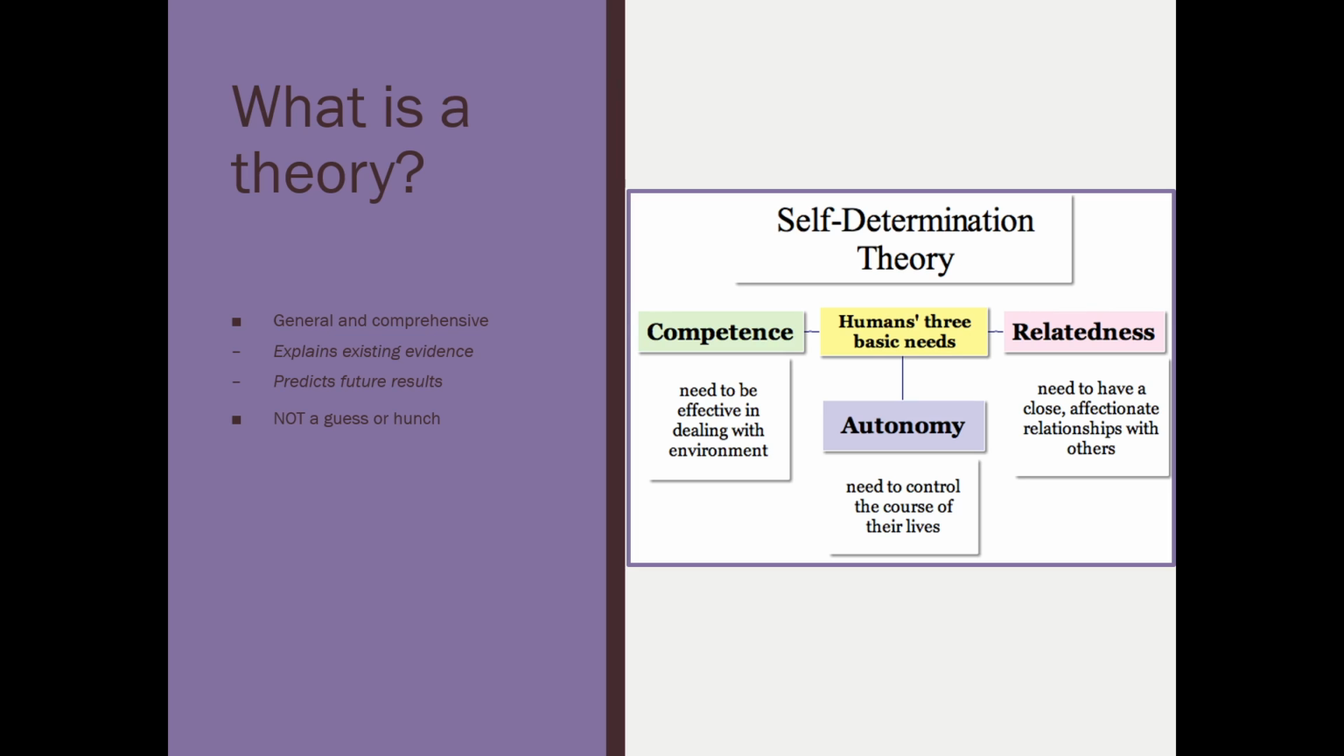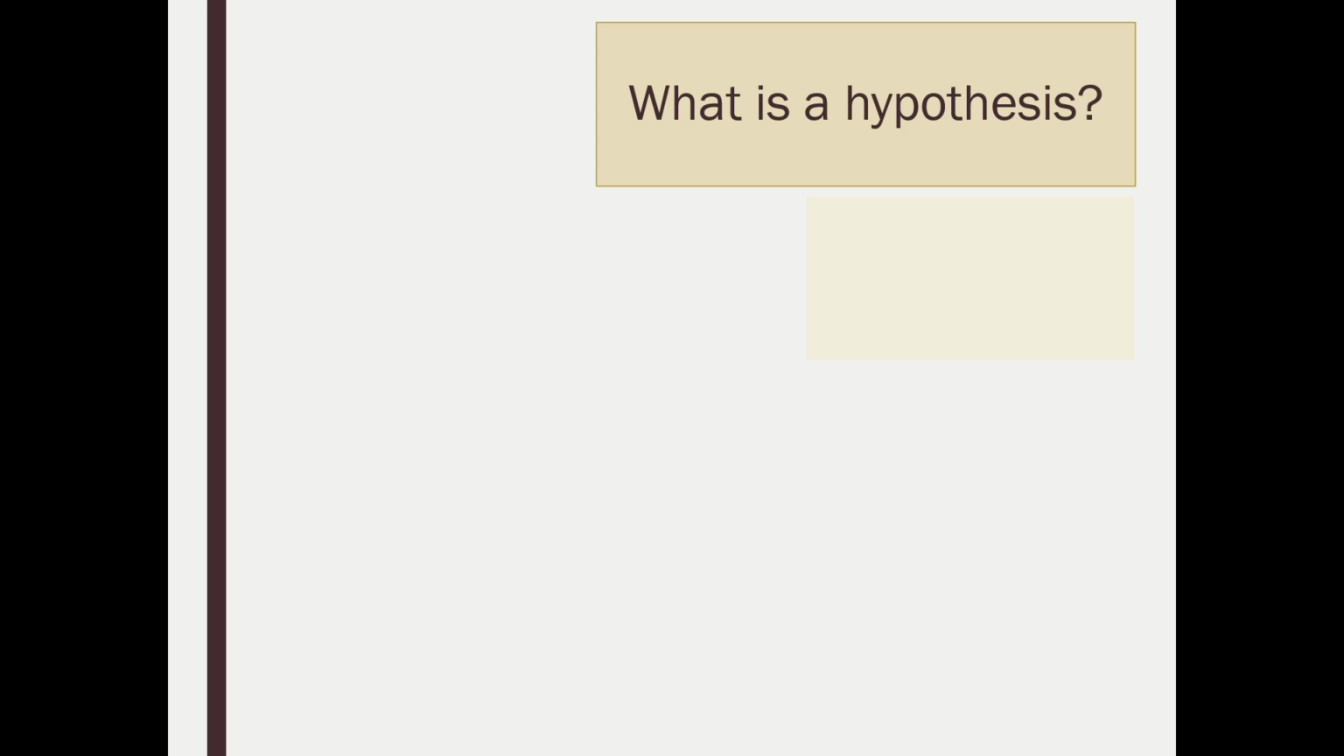So I'm going to use that theory as a model as we go through. I'm going to alternate between evolution and self-determination theory as my examples. All right, so that's the definition of theory.